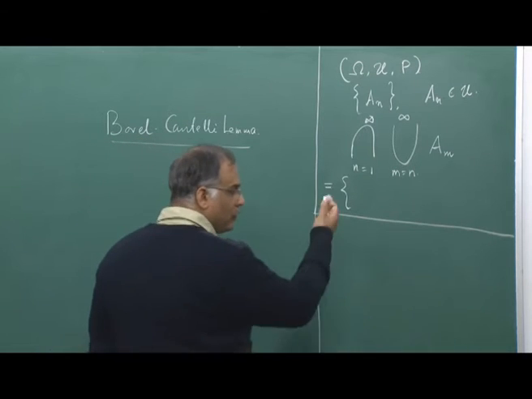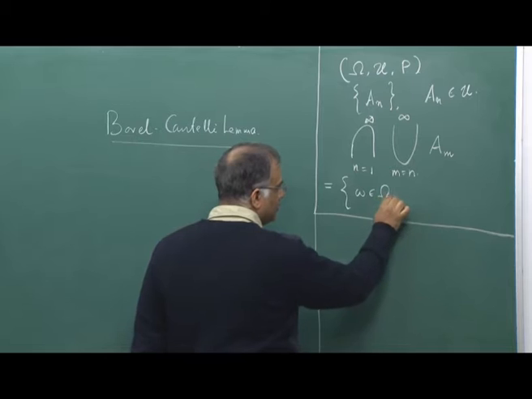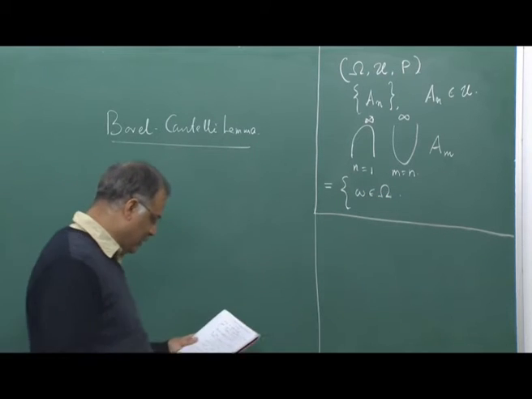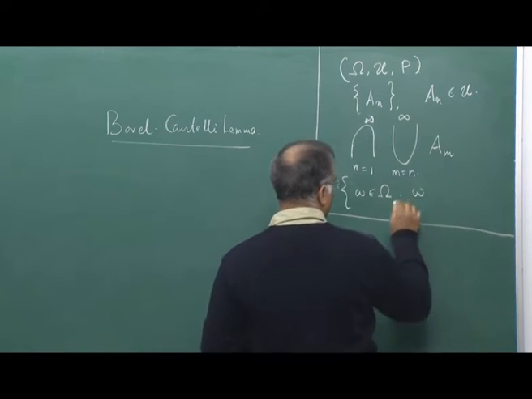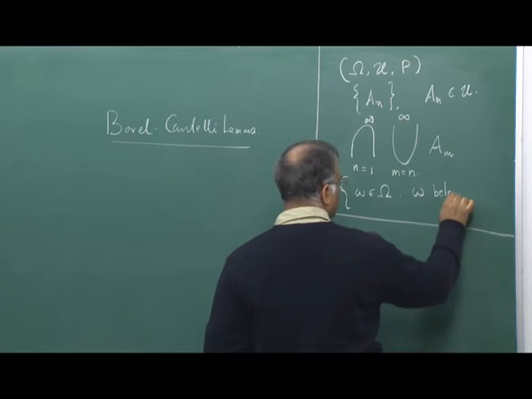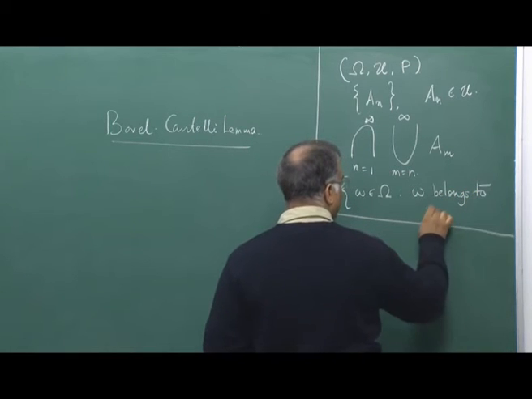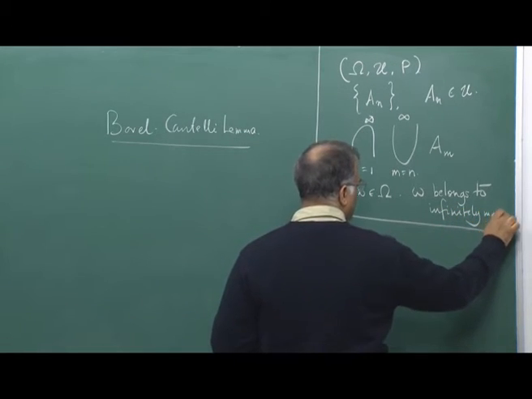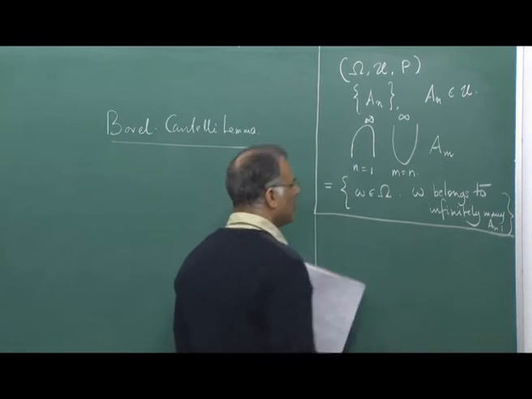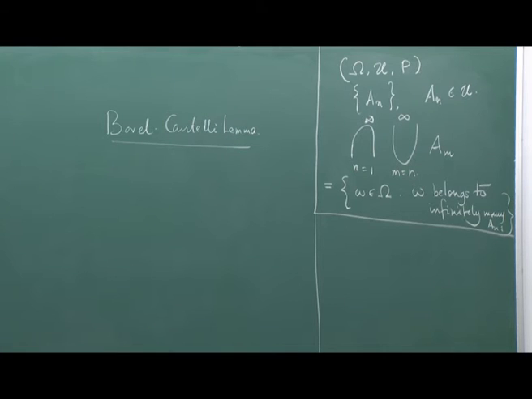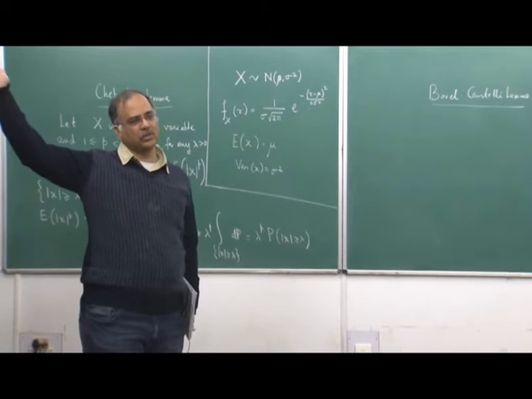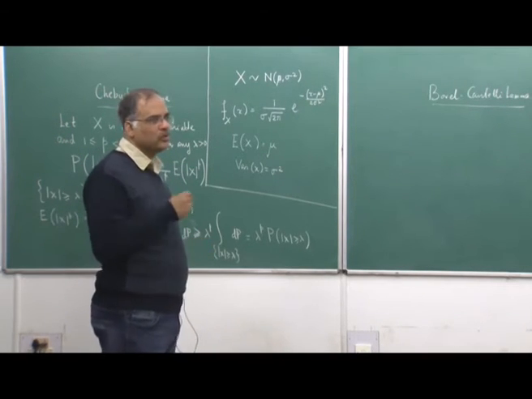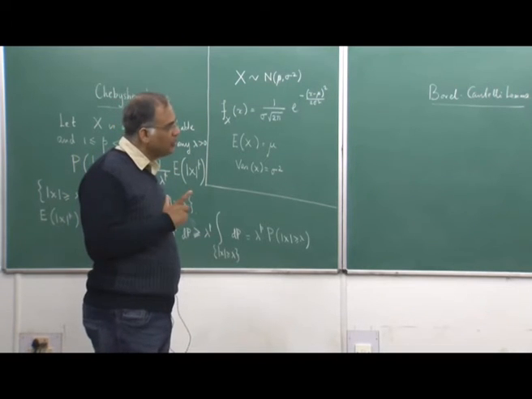So, this is what sort of sample points are here. This is all those omega that belong to infinitely many An's. So, what does this mean, belonging to infinitely many An's? It might belong to A1, then A3, then A5, then A6, A7, A8, and A9, and then say from A100 to A101 and just goes on, something like this. Suppose an omega belongs to A1 and A2, nothing else, it does not come anywhere else, then we do not consider it here.